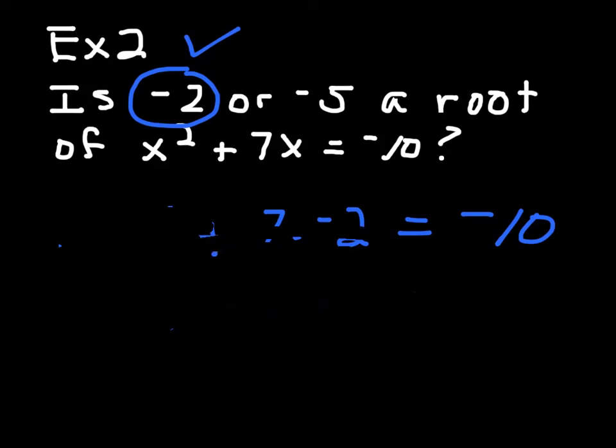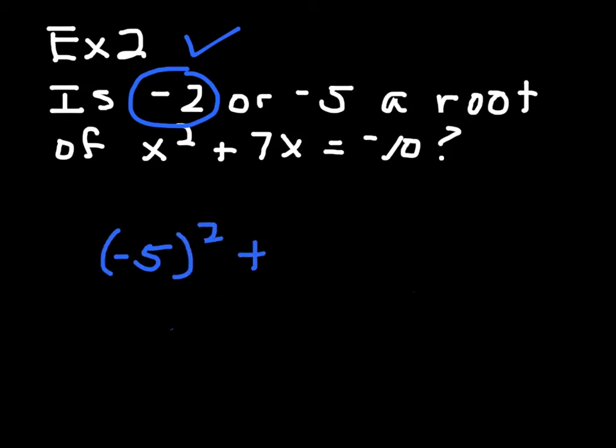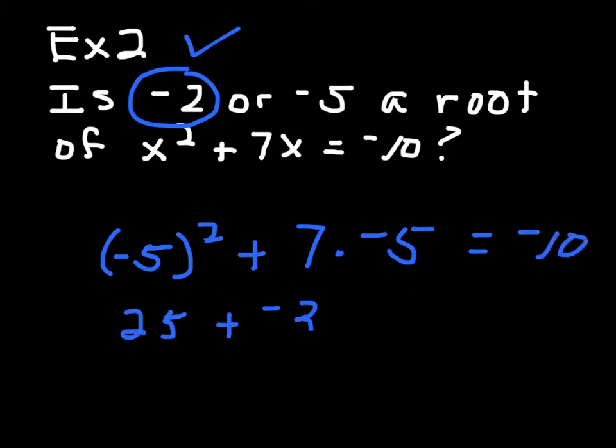As I erase this, what we're going to do next is place a negative 5 in for x. Let's try this. Whatever x is, now we're trying a negative 5. We're going to square it, plus 7 times a negative 5, and we're going to see if that's equal to a negative 10. Let's see, 25 plus a negative 35. Does that equal a negative 10? In this case, 25 degrees above 0 drops 35, and we can see that that is a negative 10. So a negative 5 would work.